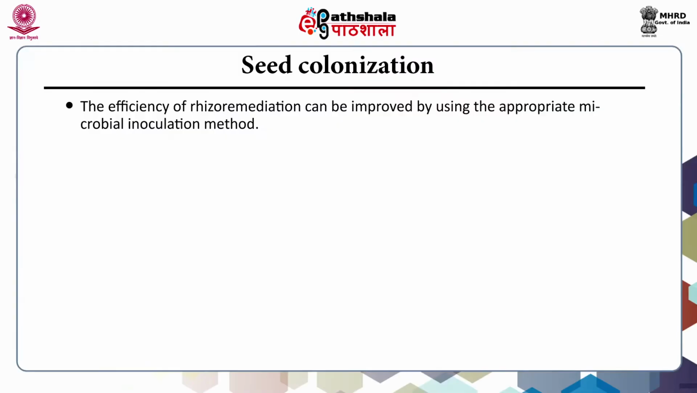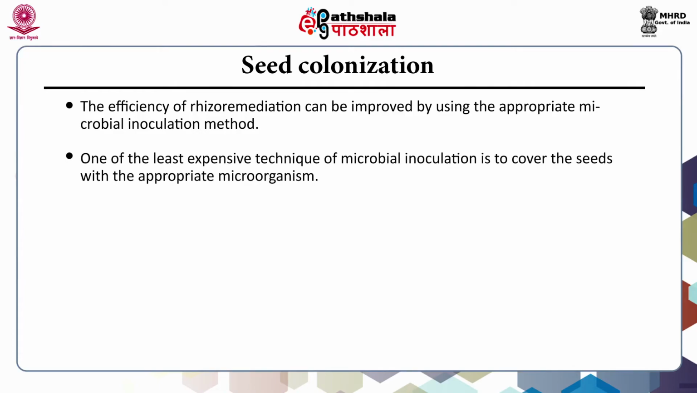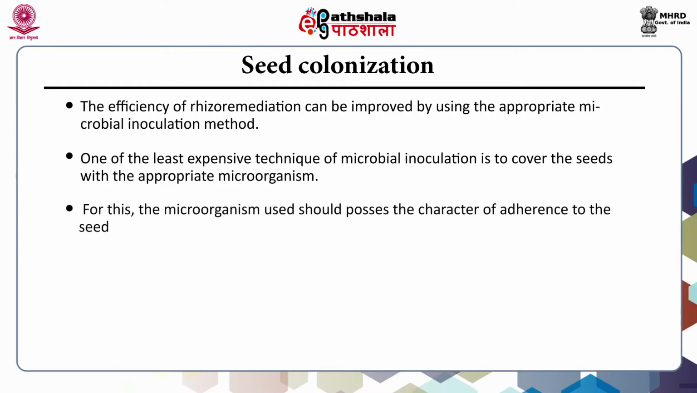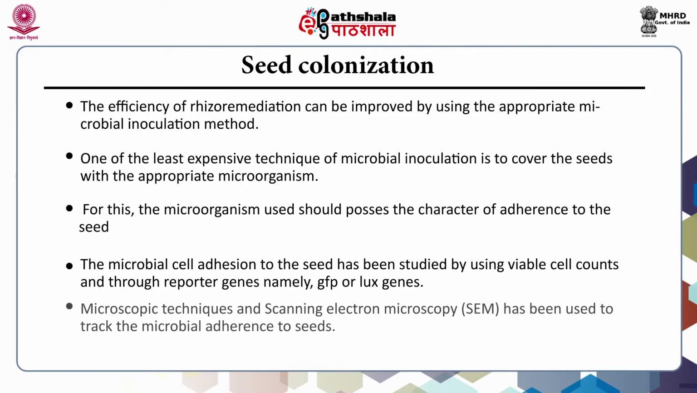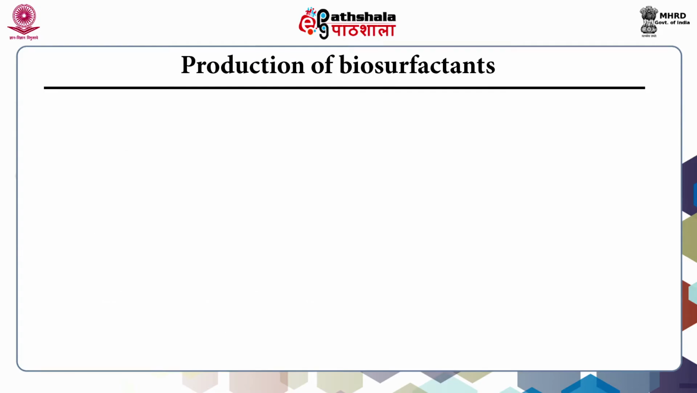The next method of improving rhizoremediation technology is seed colonization. The efficiency of rhizoremediation can be improved by using an appropriate microbial inoculation method. It is one of the least expensive techniques, which covers the seeds with appropriate microorganisms. For this purpose, the microorganisms should possess the character of adherence to the seed. Microbial cell adhesion to the seed has been studied using viable cell counts and reporter genes, especially GFP or Lux genes. Microscopic techniques like scanning electron microscopy have been used to track microbial adherence to seeds.